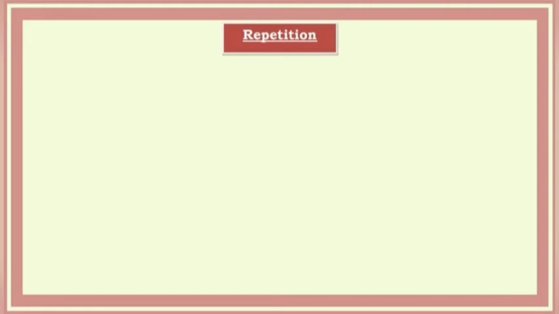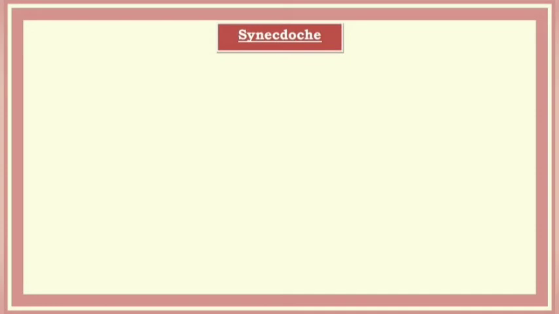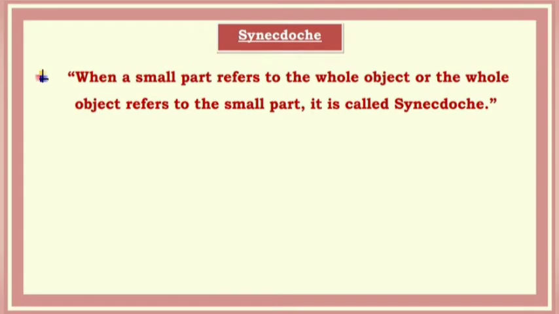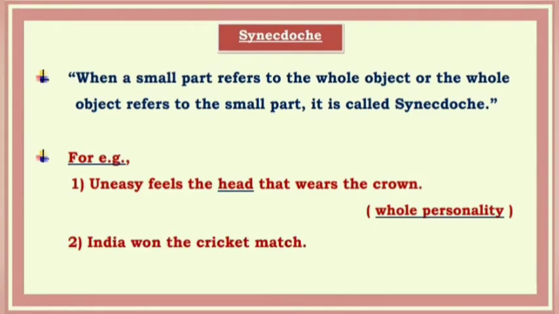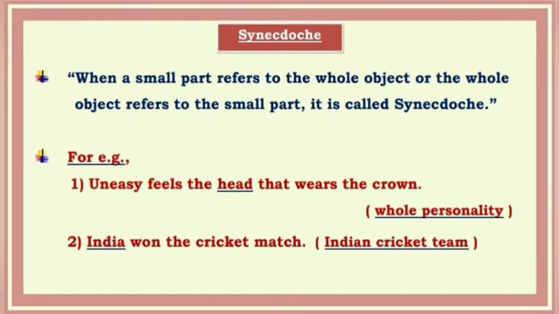After repetition, now let's examine the use of synecdoche. Now what's synecdoche? When a small part refers to the whole object or the whole object refers to its small part, then it is called synecdoche. For example, uneasy feels the head that wears the crown. Here the head refers to the whole personality. Secondly, India won the cricket match. Here the whole object, India, refers to its small part, that is, Indian cricket team.